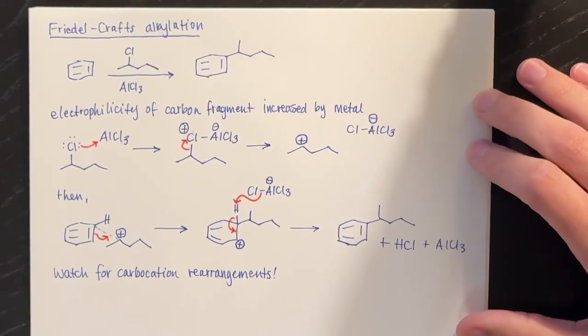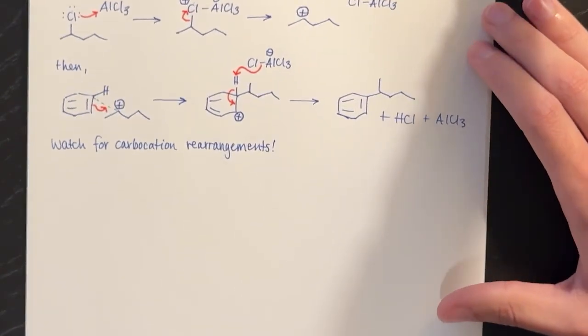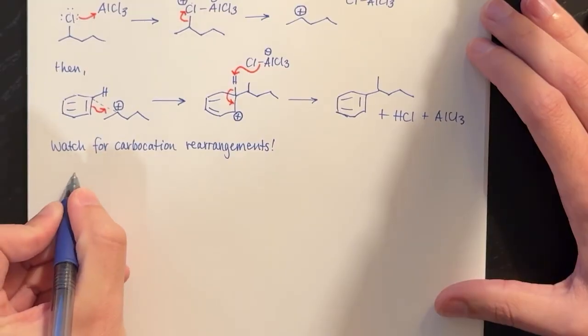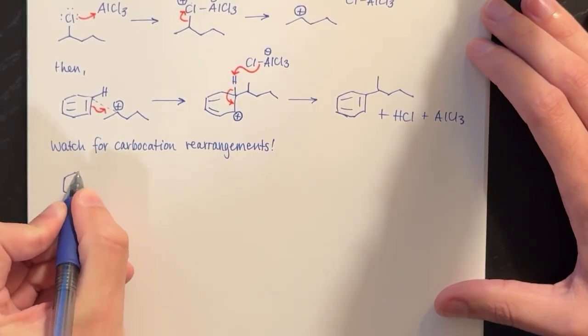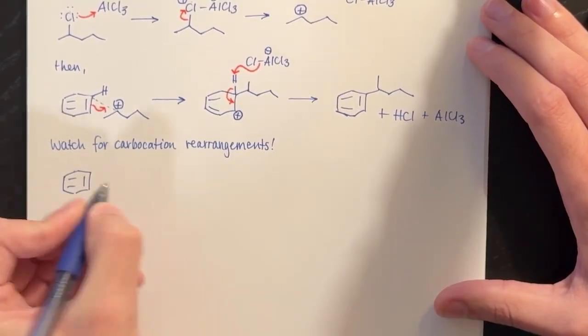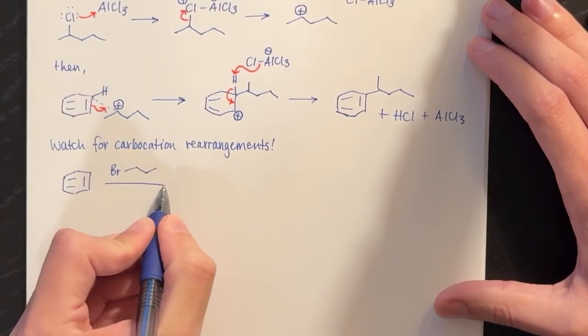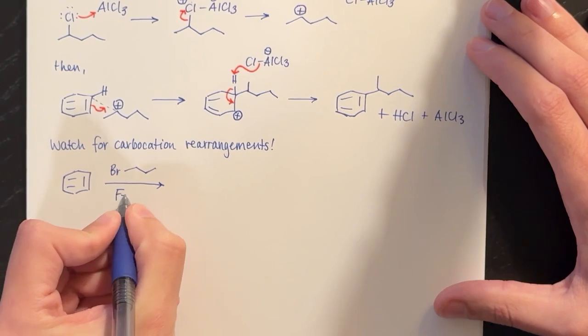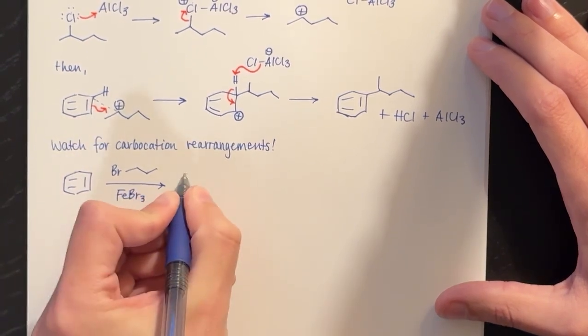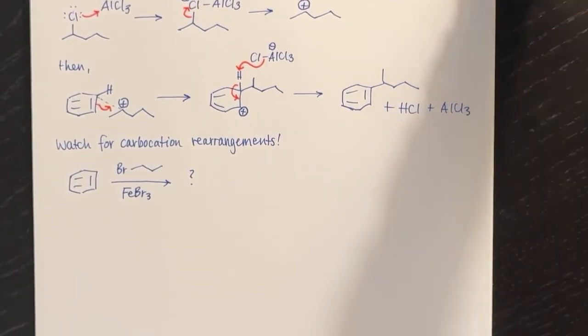So let's do, well, we've done an example with chlorine. Let's do an example with bromine as our halogen. It doesn't really matter. Okay, so this is bromopropane, or propyl bromide, whatever you want to call it. And our catalyst is iron 3 bromide. So what is the product of this reaction going to be?